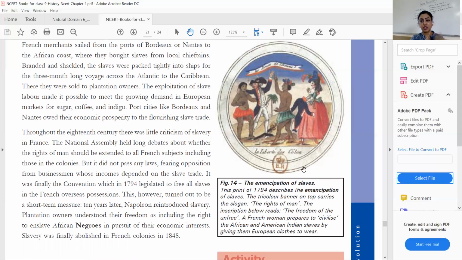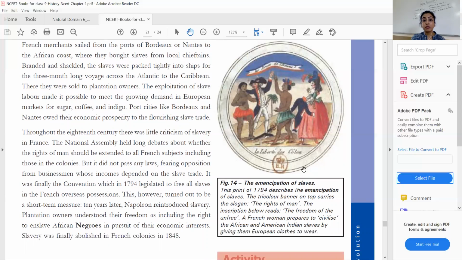There was always discussion and debate about whether voting right should be given to all the people, including those in the colonies. But they did not pass any such law. Voting rights were not given to anyone. Why? Because the National Assembly feared that if they stopped slavery, or if all the people were given voting rights, it would be a loss for the business people and a loss of income. That is why they did not talk about abolishing slavery, because they feared that the business people, the rich people, would oppose them, and that there might be an economic loss.